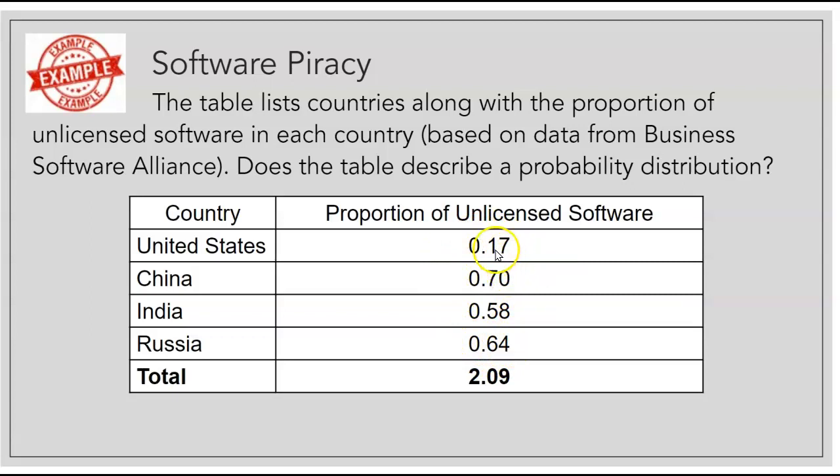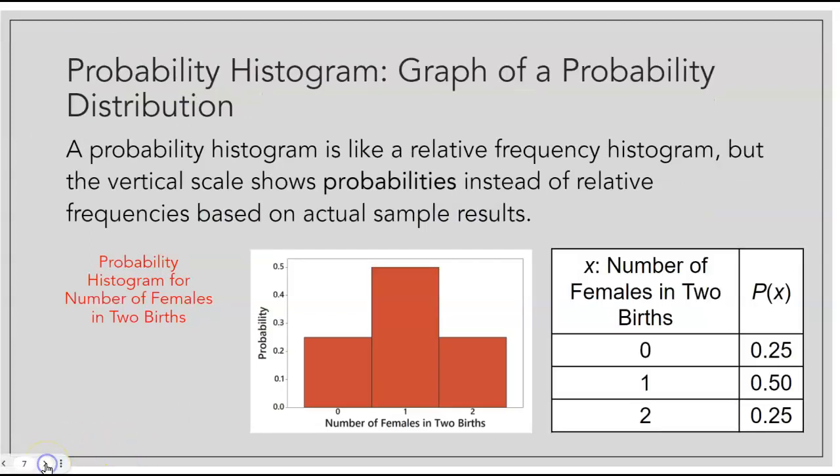These could potentially represent probabilities, but they're not probabilities within the same set, right? They're different countries. So this is like 17% of all of the software in the United States, 70% China, of all the software that is found in China. So that's why, even though these could arguably be called probabilities, they don't total up for the same group.